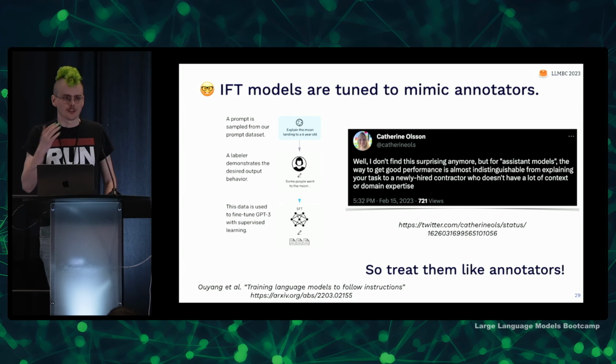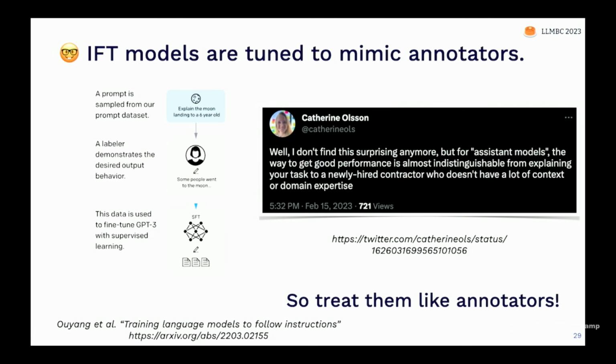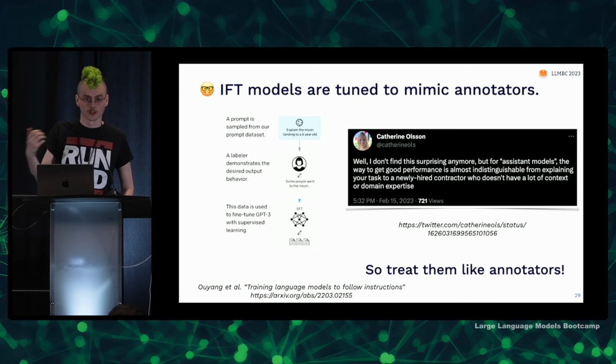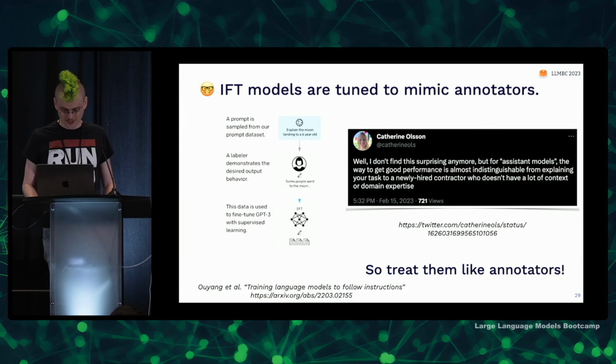And the reasoning behind this, why can you just get your wishes answered? These instruction fine-tuned models are trained to mimic annotators of data, as indicated in this figure from the InstructGPT paper, so you want to treat them like annotators. Catherine Olsson of Anthropic says that the way to get good performance from these assistant or instruction fine-tuned models is basically indistinguishable from explaining the task to a newly hired contractor who doesn't have a lot of context or domain expertise. And if you've ever worked on the data labeling side, working with a team of annotators, you've learned a lot of things about how to be precise. Bulleted lists have probably been added to your bulleted list of how to design annotation task descriptions.